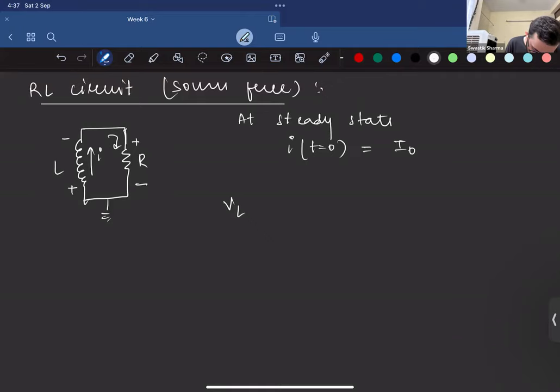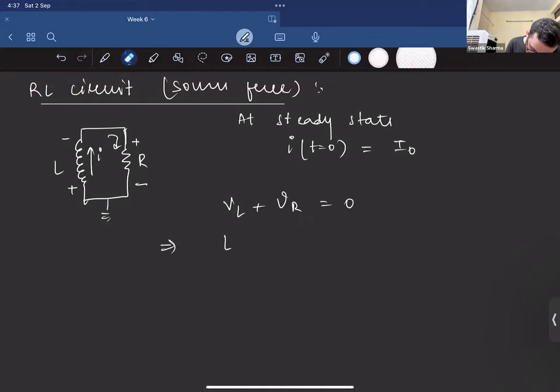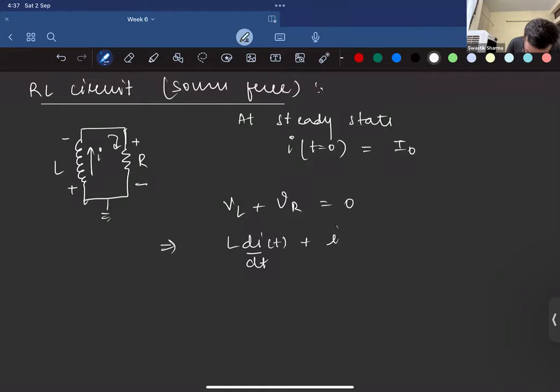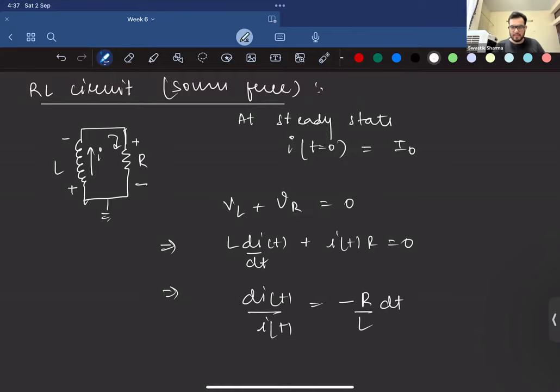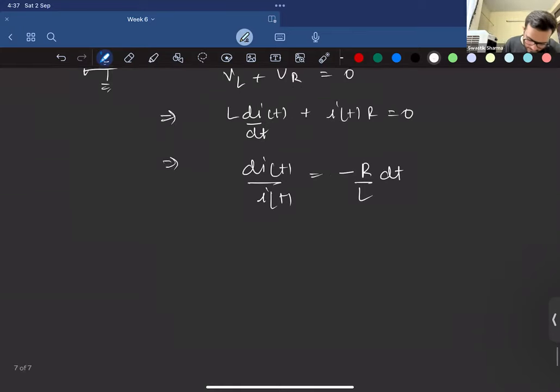VL plus VR is equal to 0, right? How can we write VL? It is nothing but L di by dt. So let's shuffle it a bit. It would become di by i, which is equal to minus R by L dt. So can you tell me, Renessa, what would be the value of i(t) after integration?